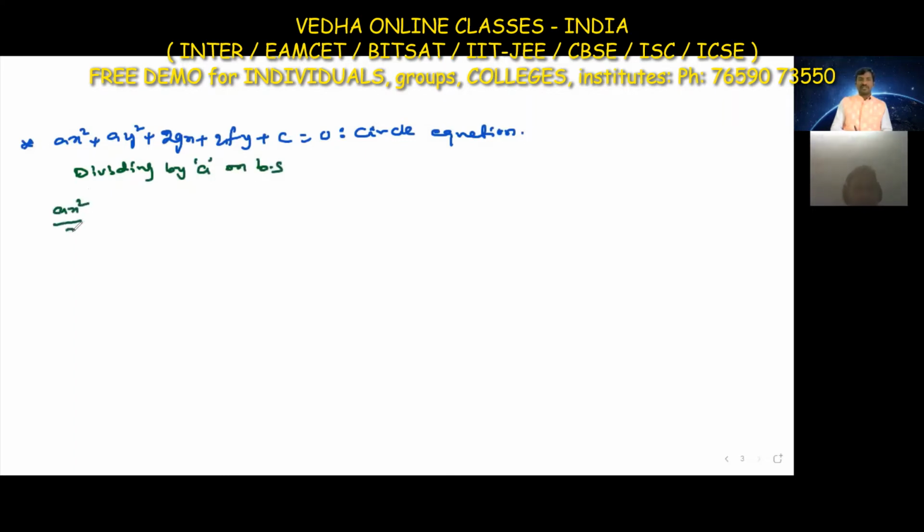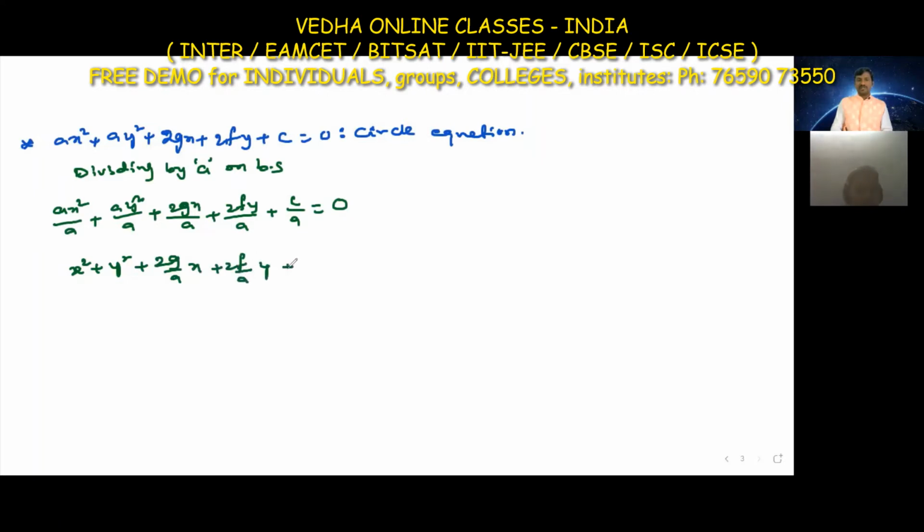Then we get ax square by a plus ay square divided by a plus 2gx divided by a plus 2fy divided by a plus c divided by a is equal to 0 by a, which is 0. So x square plus y square plus 2 into g by a into x plus 2f by a into y plus c by a is equal to 0. Here we compare with the general equation and we find the center and radius.